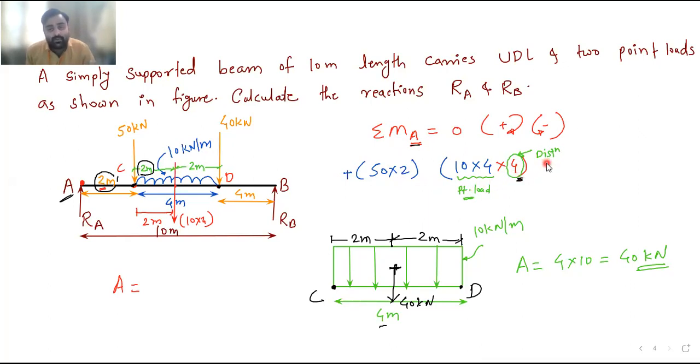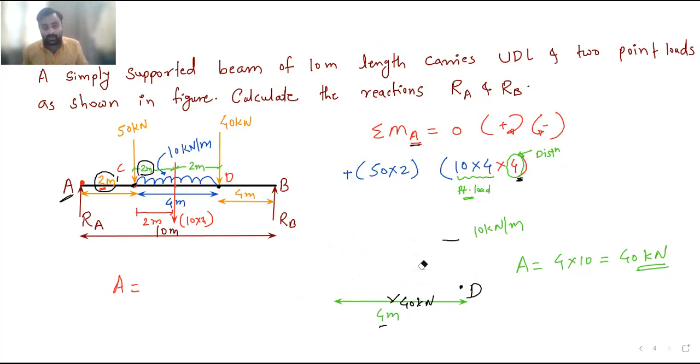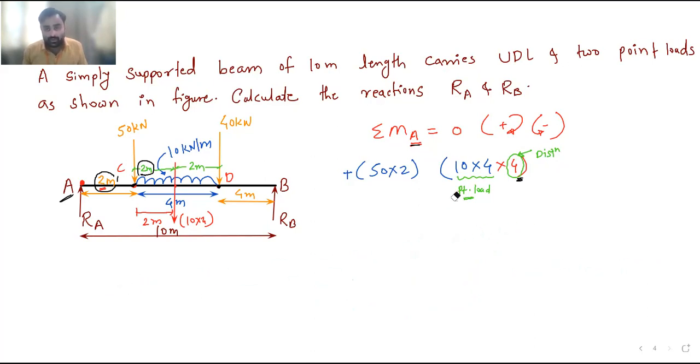So now moving further into this part. Now I will rub all these things. So here it is 10 into distance 4. Now see, this UDL is also acting vertically down.